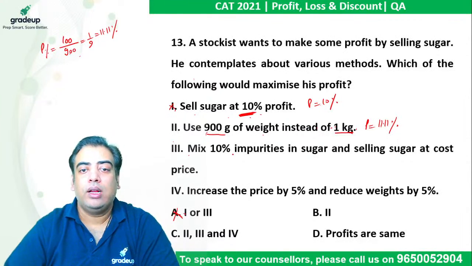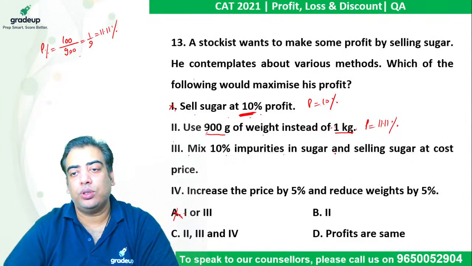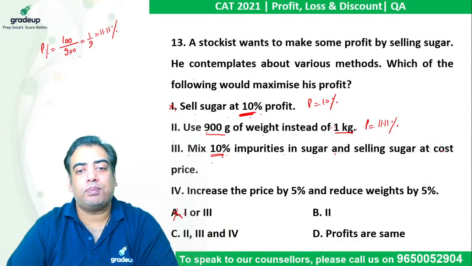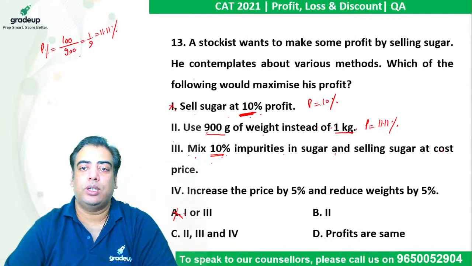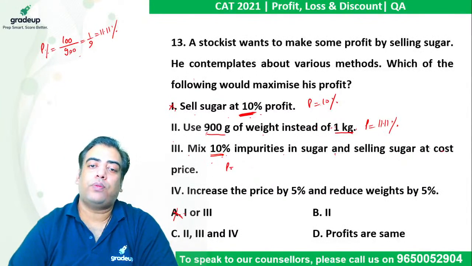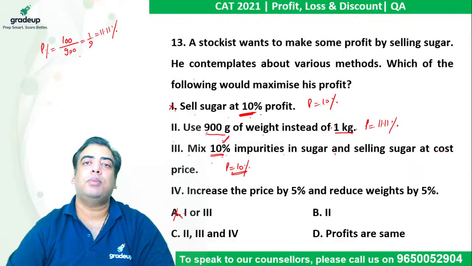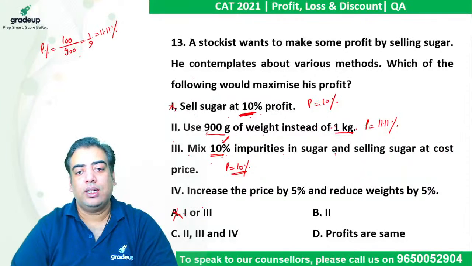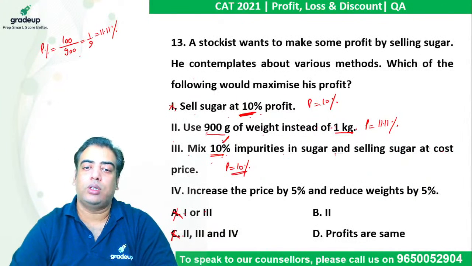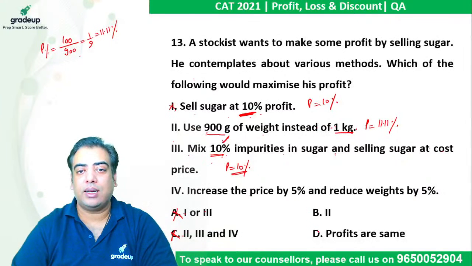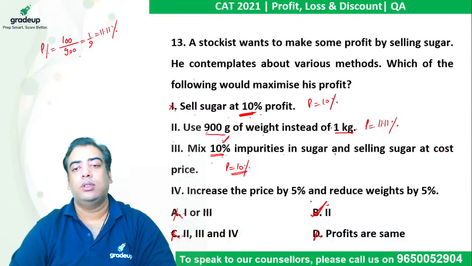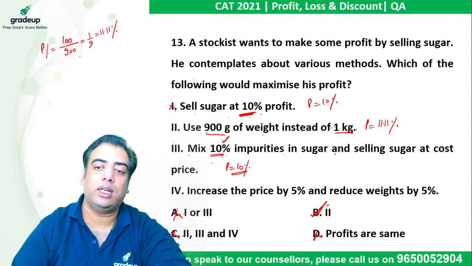Let's check 3. Mix 10% impurities in sugar and sell sugar at cost price. So the percentage of impurities added in sugar will always give you a profit equivalent to the very same value. So in this case, the profit is also equivalent to 10% because you are selling it at cost price, right? So 3 is also ruled out. Hence option A and option C are ruled out. And D says profits are the same in all cases. That is also ruled out. So the right answer option comes out to be 2, which is for very, very sure now. So you need not study the fourth one.